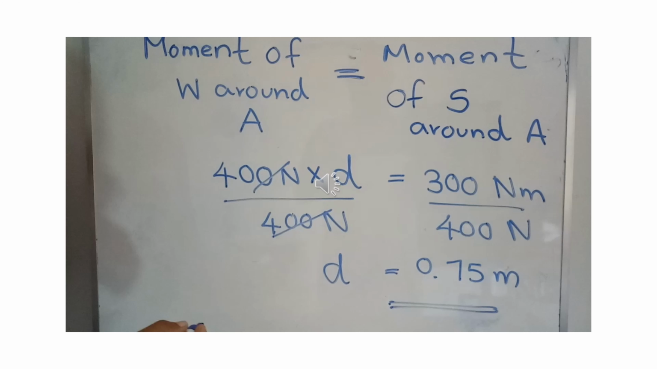Now it is 300 Newton meters. Now you have to equate these two parts. 400 Newton into D equals 300 Newton meters. By dividing both sides by 400 Newton, we can get the answer for D as 0.75 meters.